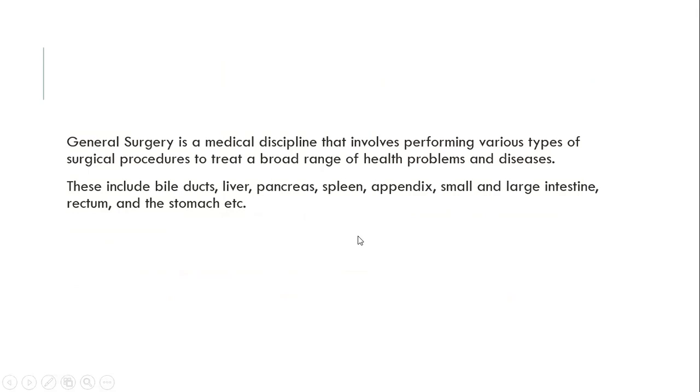Now, in brief, what is general surgery? Basically, it is a medical discipline that involves performing various types of surgical procedures to treat a broad range of health problems and diseases. In which areas are these health problems and diseases treated in the field of general surgery? These include diseases of the bile ducts, liver, pancreas, spleen, appendix, small and large intestine, rectum, etc.